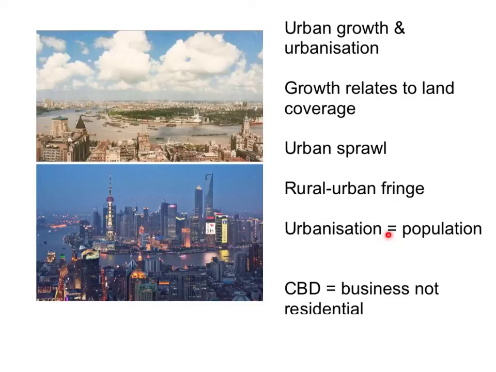Urbanisation is a slightly different process, as it's strictly related to population and occurs when a country has an increasing proportion of its population living in urban areas. From these two photographs, it is difficult to accurately state that urbanisation is happening because we can only see the CBD. Remember, the CBD tends to be an area which is typically dominated by business and is rarely a residential area or a place where people live.